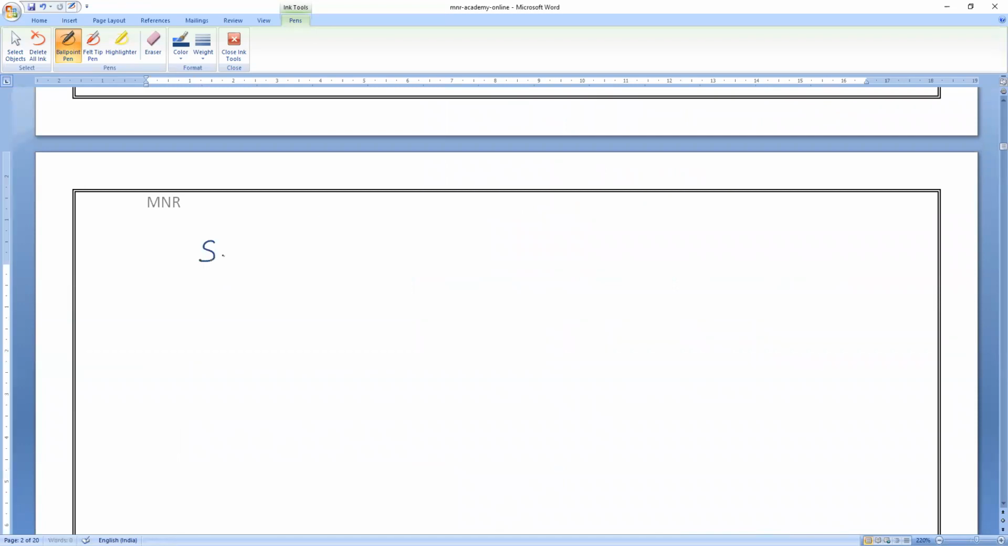What is S1? S1 is equals to A by 2 into 25. S2 is equals to A by 2 into 75. S3 is equals to A by 2 into 125.